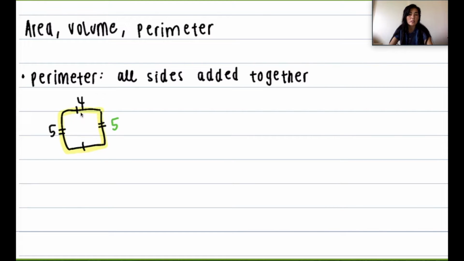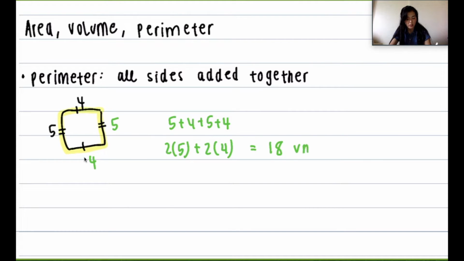And then likewise here, this measurement is 4, and it's saying that is the same here, so this would be 4. So your perimeter then would be all the sides added together, so 5 plus 4 plus 5 plus 4. Or, again, you can say that it's 2 times 5 plus 2 times 4, whatever works best for you. What you'll end up getting here is a perimeter of 18 units.